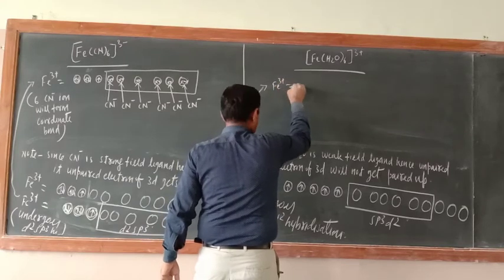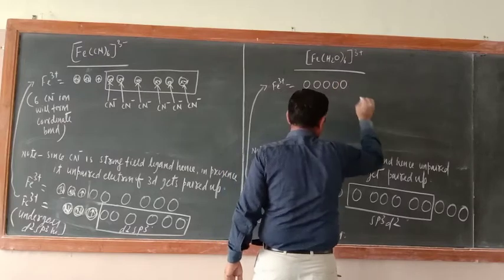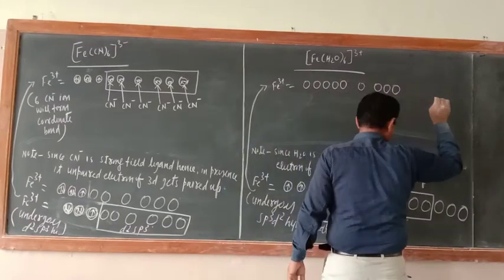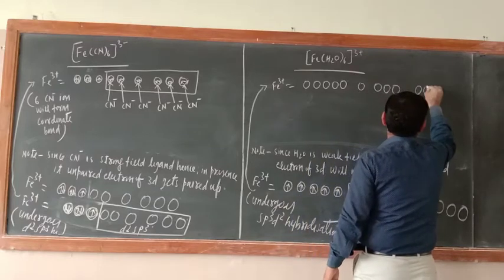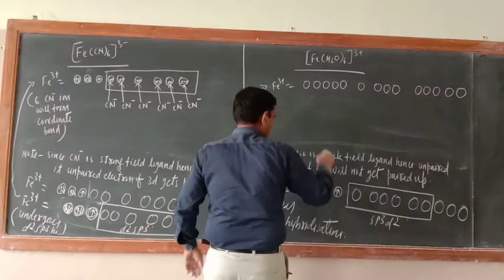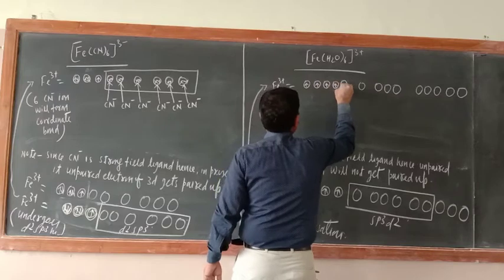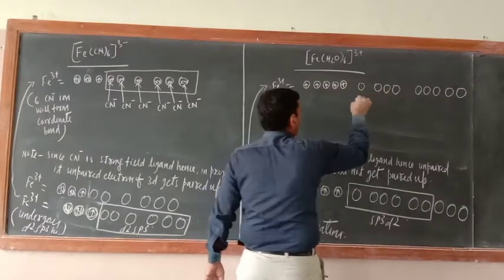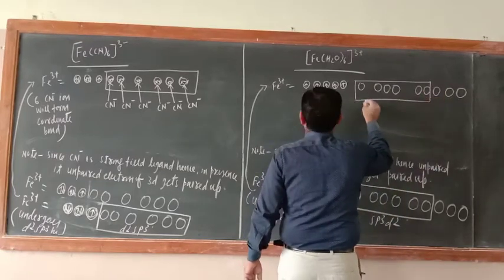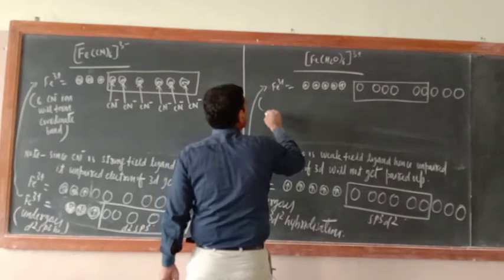Fe3 positive. So here what would be there? 1 2 3 4 5. Now here 1 2 3. Now here what is there? 1 2 3 4 5. So now here what would be there? Just see. 1 2 3 4 5. Now what is the name of hybridization? sp3d2. Now just see.